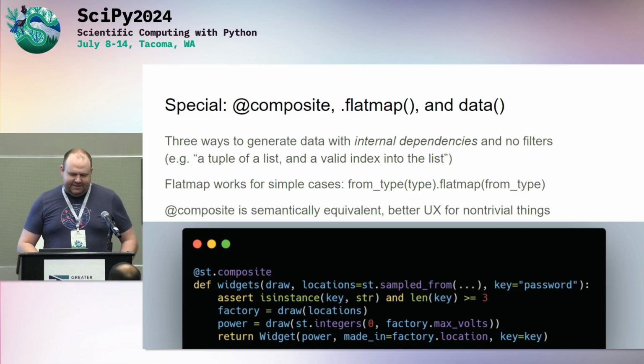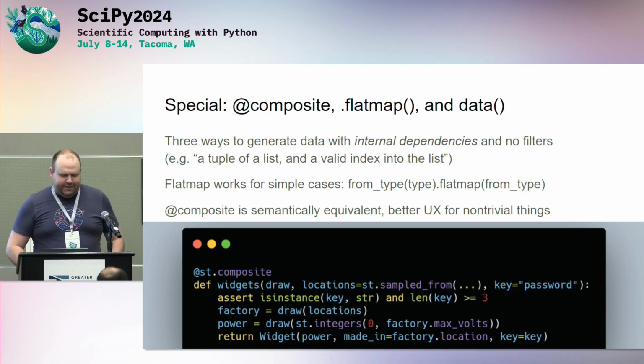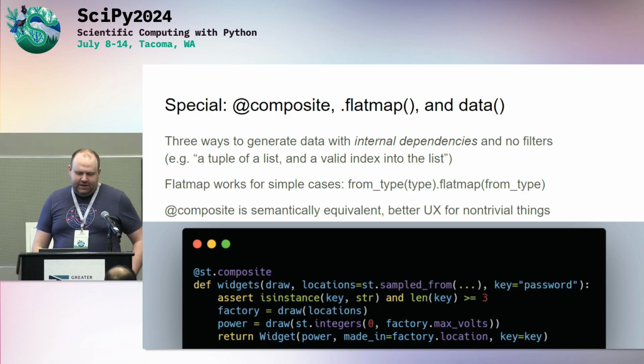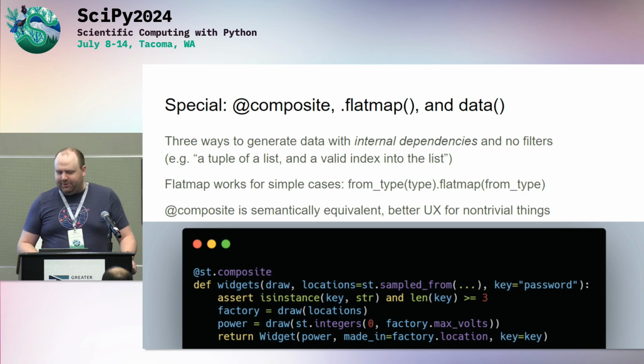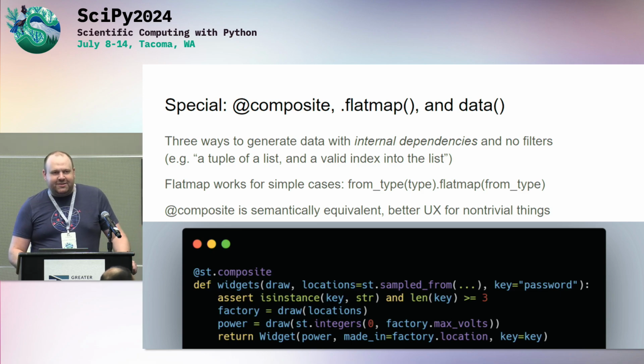Or in this case, we have a bunch of arguments to it. We pick a factory location, we pick a power rating, we then generate a widget which was compatible with that. Examples are hard, like naming things.